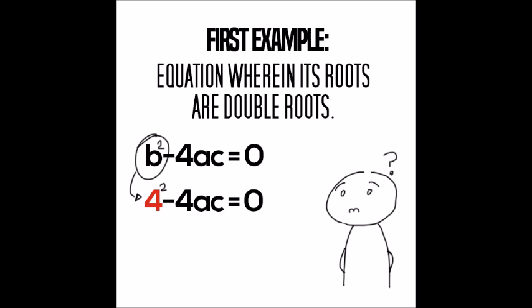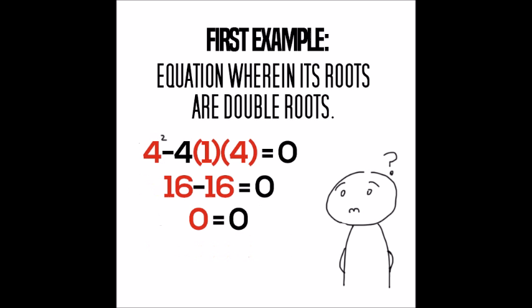Say we make 4 the value for b. What should the values of a and c be to make the binomial equal to 0? Now let's say a's value will be 1 and c will be 4. Our formula now will be 4 squared minus 4 multiplied by 1 multiplied by 4. If we try to solve that, we get 0. See? It's pretty simple. But that's not all of it.